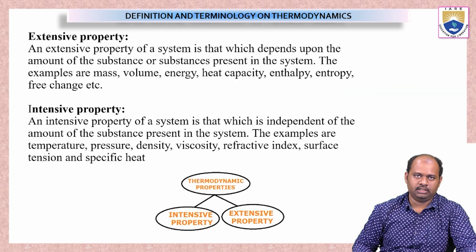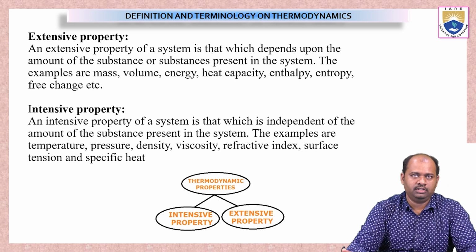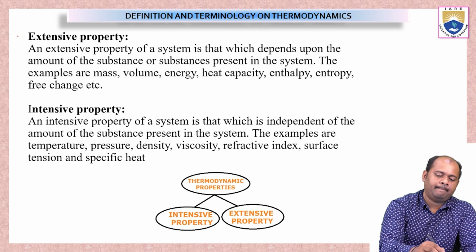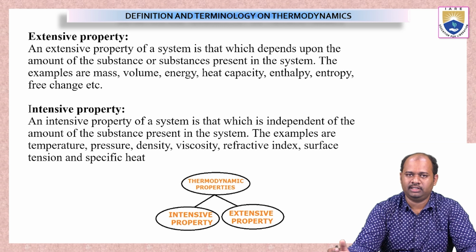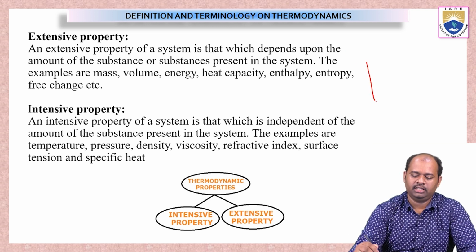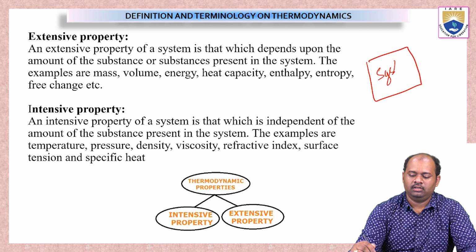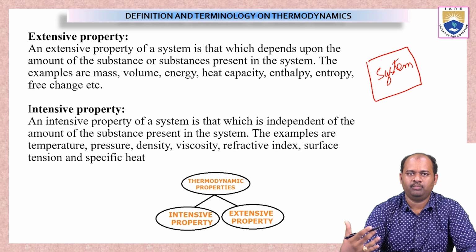Now we will go to the next set of definitions. So this is properties. Any thermodynamic system will have some properties. These properties will define the state of the body or the system. Suppose I have taken a system. If I want to indicate or explain the state of this system, what is the condition of the system, I have to have some properties.